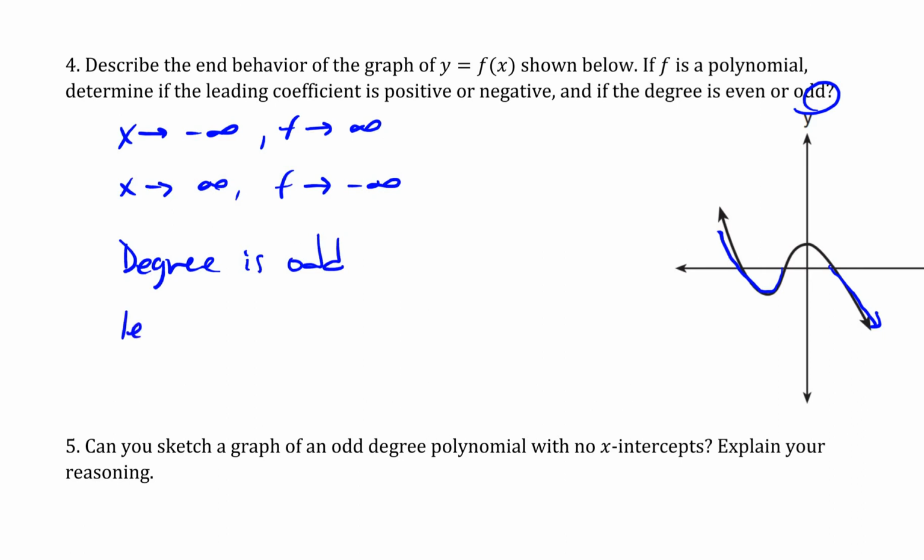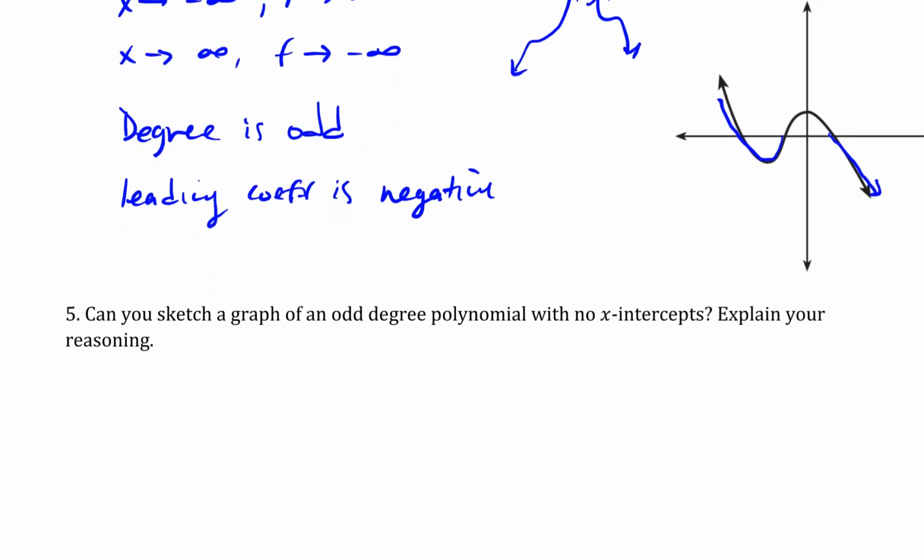Also, I know that the leading coefficient is negative, right? Because odd positive looks like this, odd negative looks like that. Since it's going in opposite directions, I know it's odd. And since it's starting at positive infinity and ending at negative infinity, I know it's negative. These are just things you kind of have to memorize. There's nothing really that you can figure out on your own there.